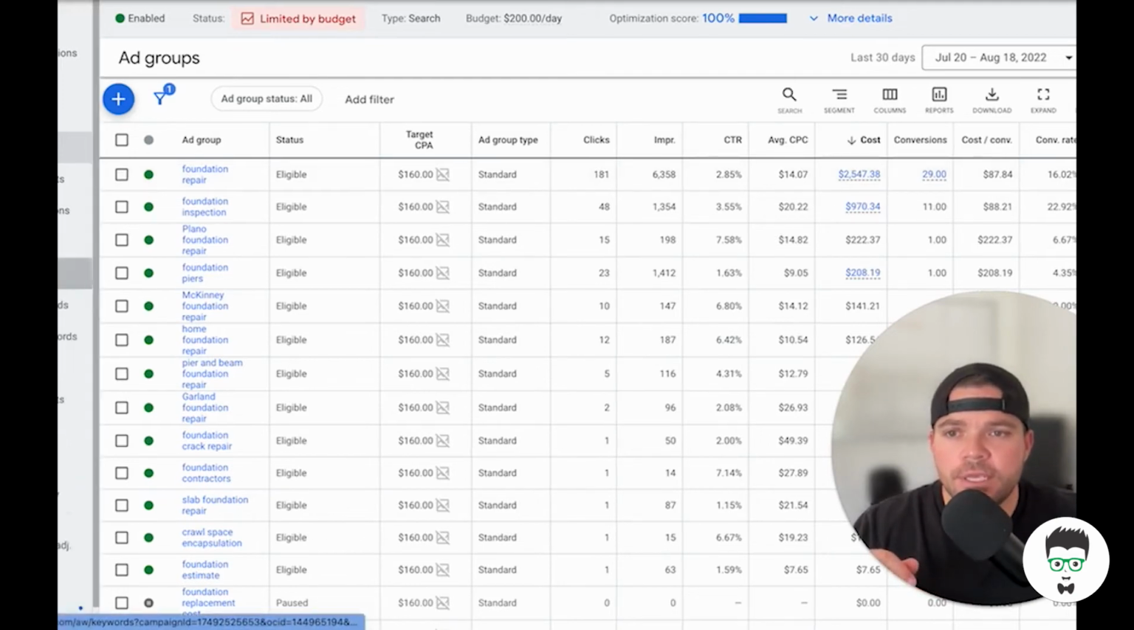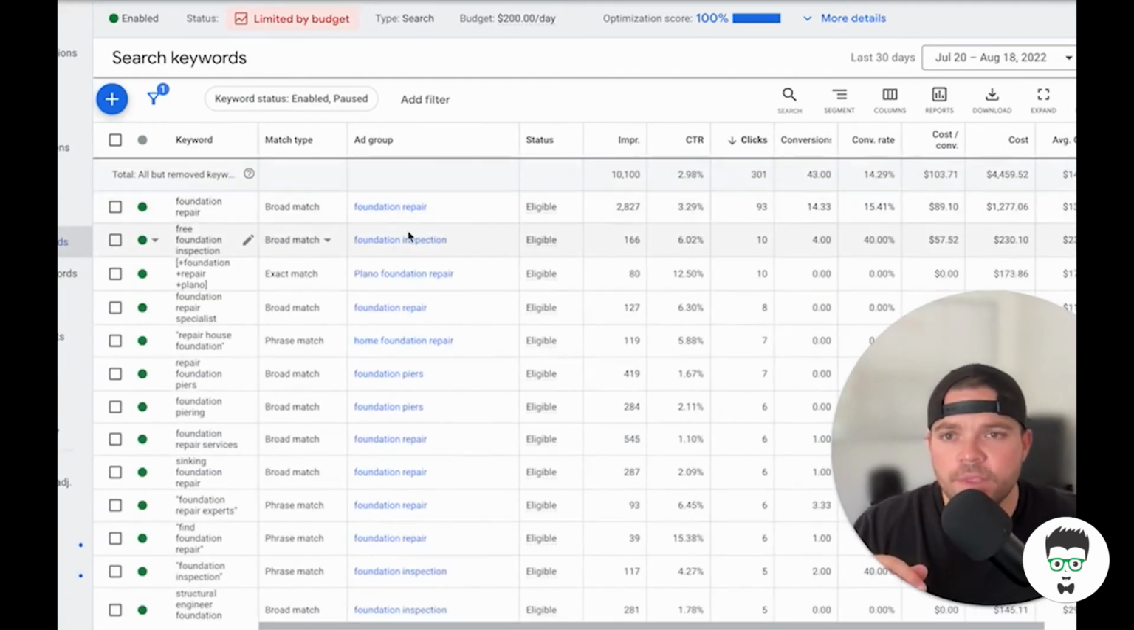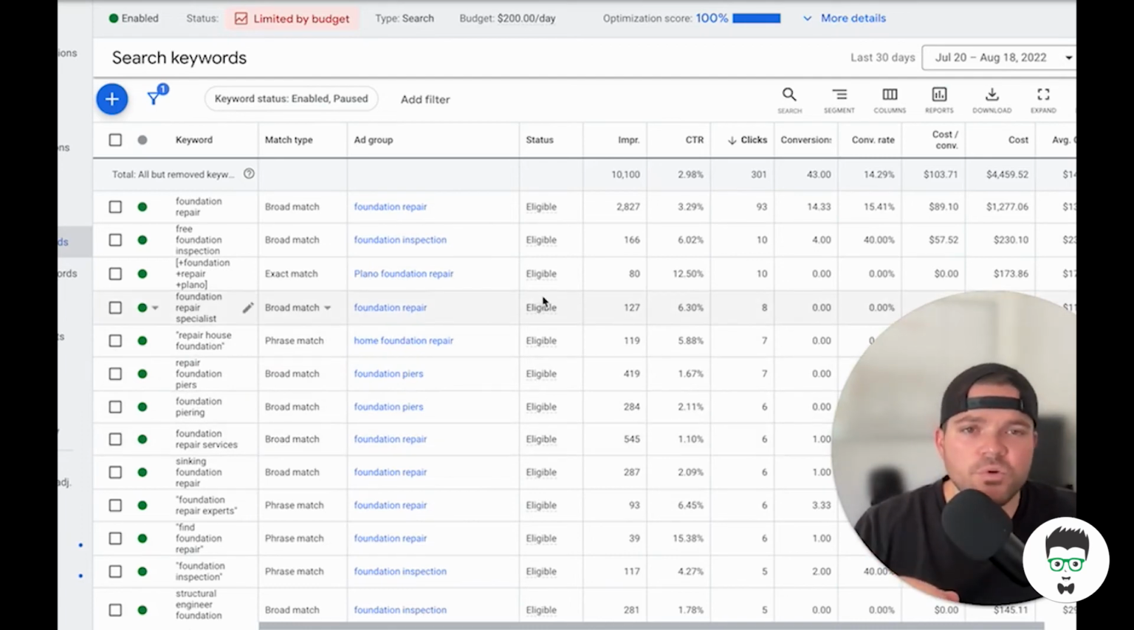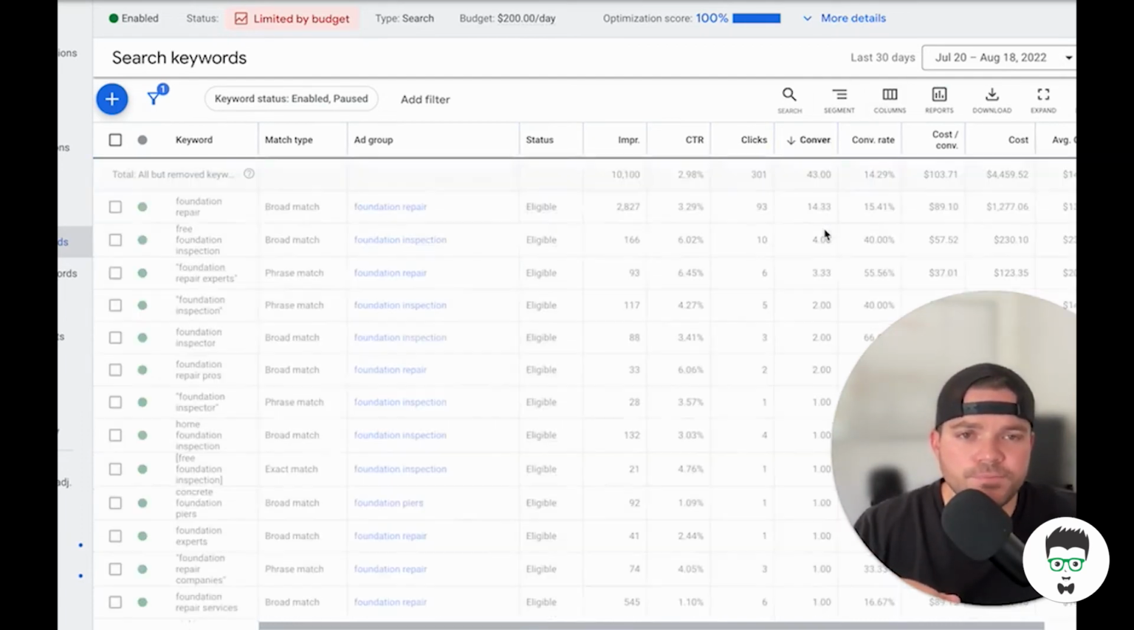Let's take a look at the keywords that we're using on this campaign. So we have broad match and phrase match and exact match going on here just to help increase the volume. So we have foundation repair, free foundation inspection, foundation repair specialist, repair house foundation, repair foundation piers, foundation piering. And then these are driving the majority of the conversions, as you can tell here.